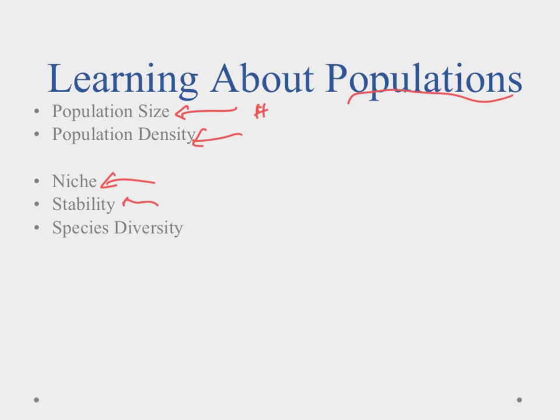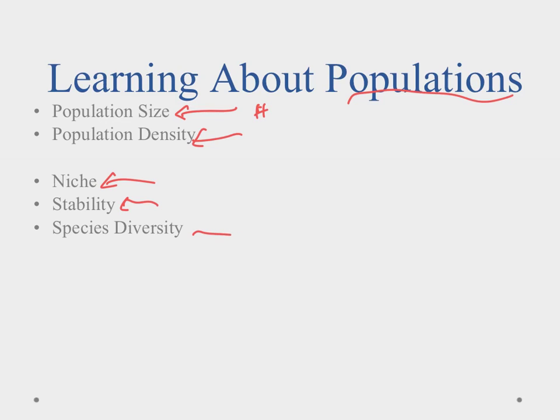You'll also hear a lot about stability. And stability is how resistant to change that population is going to be, or that ecosystem is going to be. If it has high stability, that means that there's not a whole lot going on that's going to cause it to change quickly or change at all. Whereas if there's not a lot of stability, then we'll see a lot of fluctuations and changes.